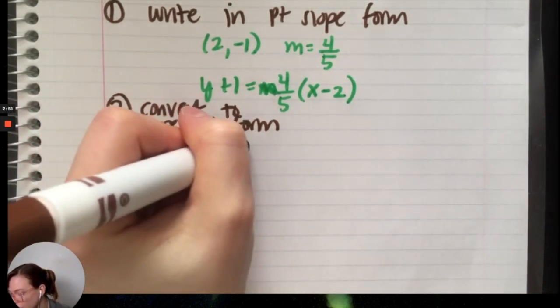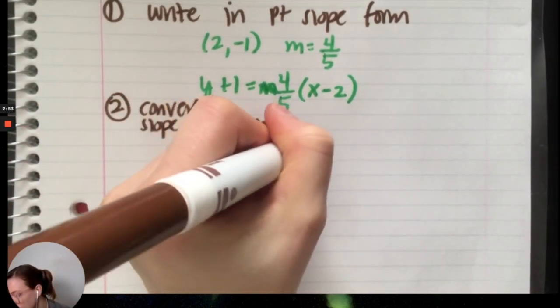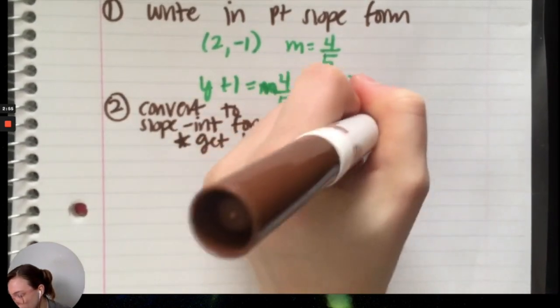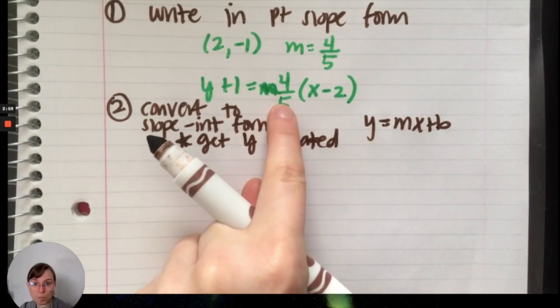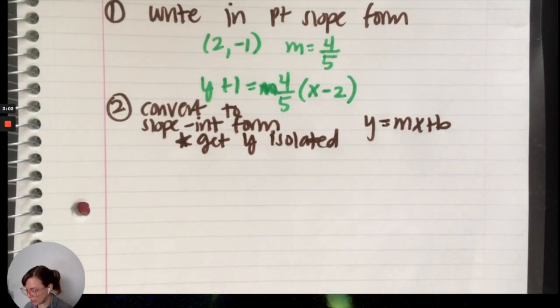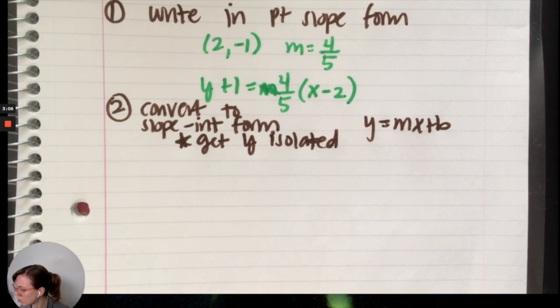All right? So our goal overall is to get y isolated, because remember, it's y equals mx plus b. And we already have our m here. I'm trying to get the y by itself. So I'm going to show all the steps, and I'll label the steps too at the same time.